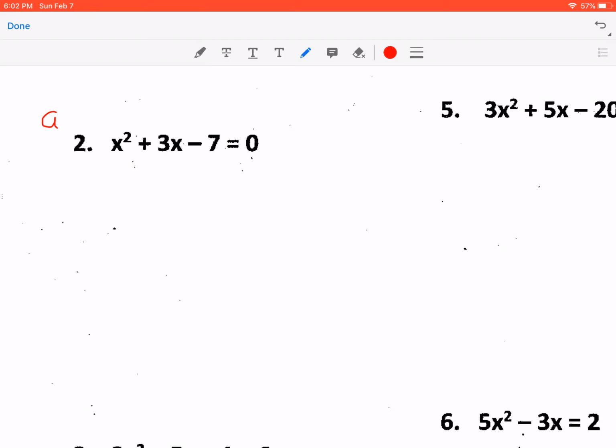So again, identify who is A. A is 1. Who is B? B is 3. Who is C? C is negative 7. We like this problem because it's already in standard form. So I'm not going to write the formula.